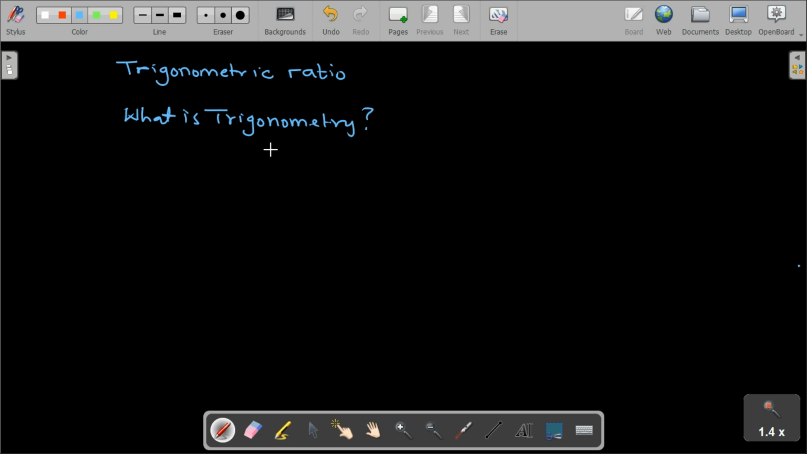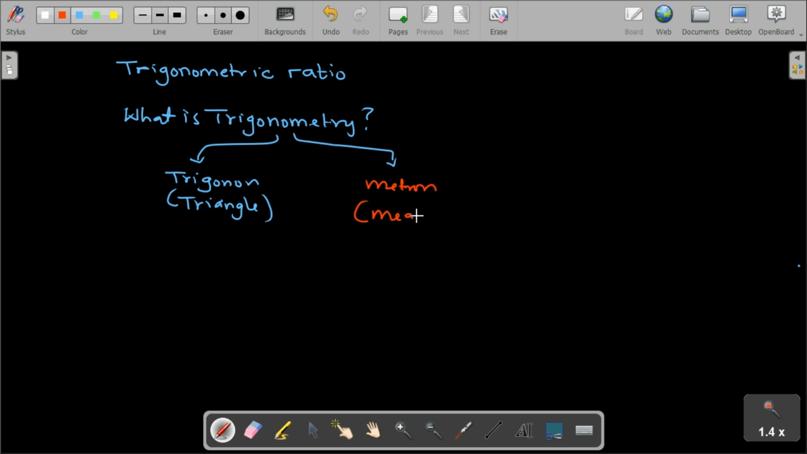Now, observe closely. This word trigonometry originates from two Greek words, trigonon, which means triangle, okay, and metron, which means to measure. So from here, it is obvious that trigonometry simply deals with what? The measurement of triangle.